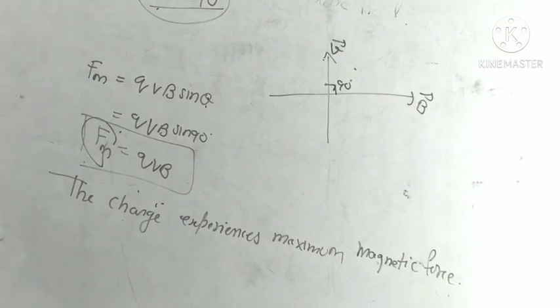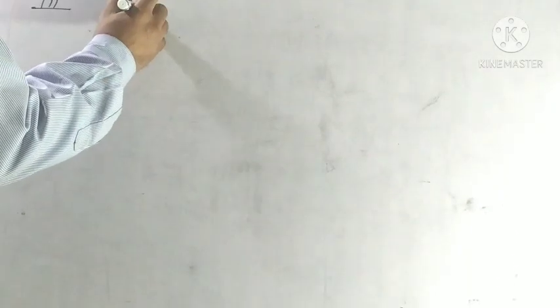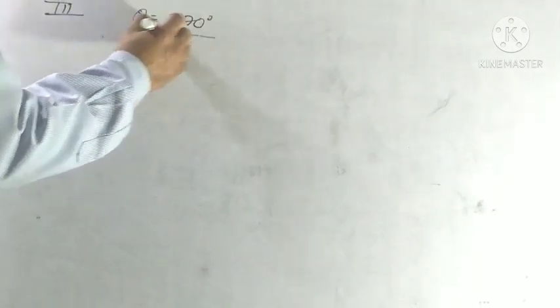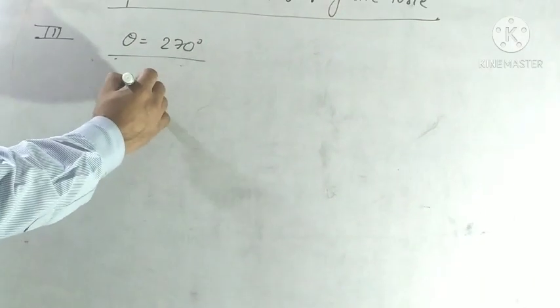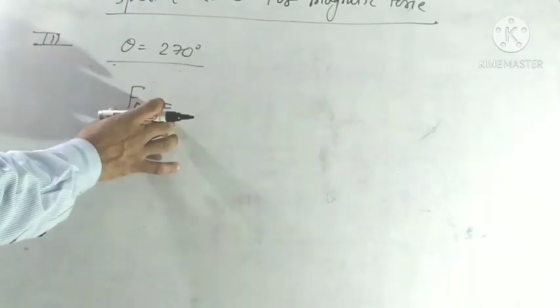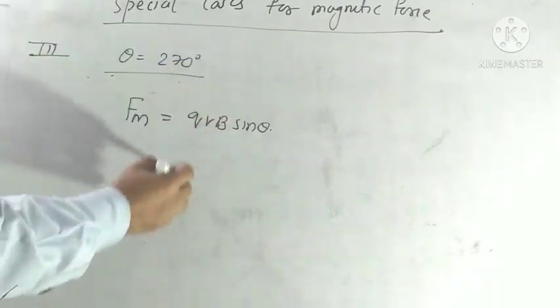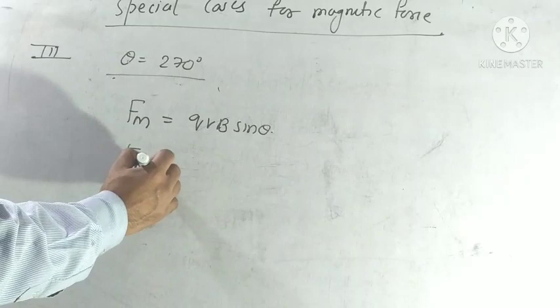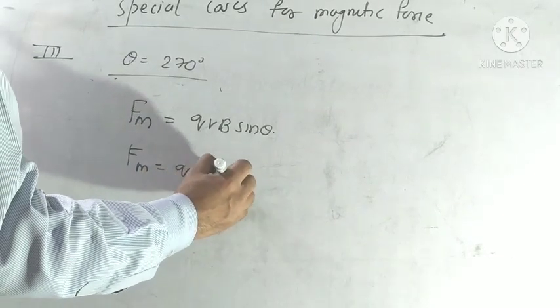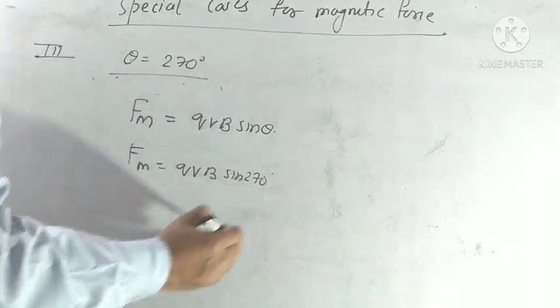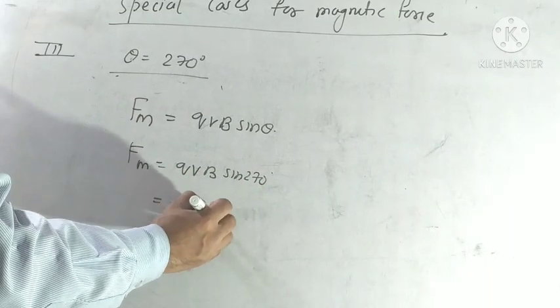So now we discuss case number 3, when theta is equal to 270 degrees. Then what happens? We know the formula of magnetic force is QVB sin theta. We put this value here: QVB sin 270, and sin 270 is equal to -1.